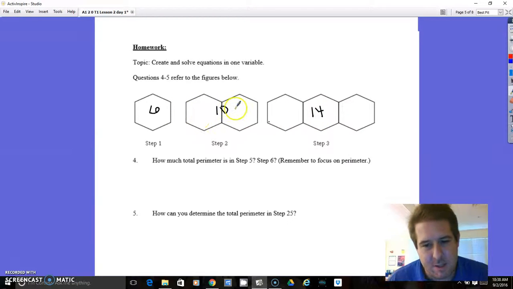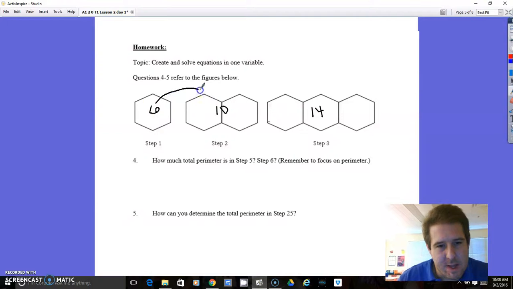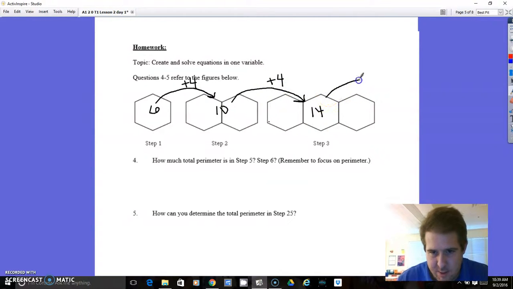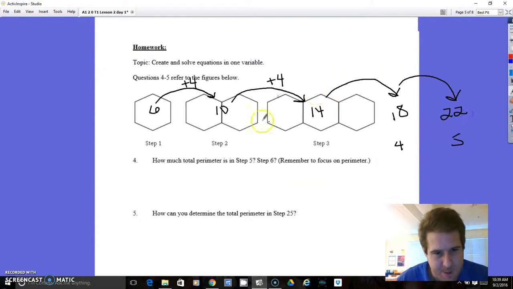All right, so let's look to see, do we see a pattern? We're always going to find patterns here in algebra. 6 to 10 looks like an increase of 4. 10 to 14, also an increase of 4. All right, so that sounds good. So that means step 4 is going to have 18, and it looks like step 5 is going to have, if I keep adding, 22, if I'm not mistaken. How much is the total perimeter of step 5?